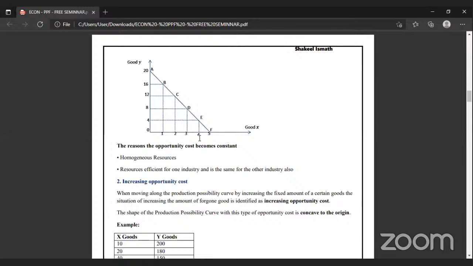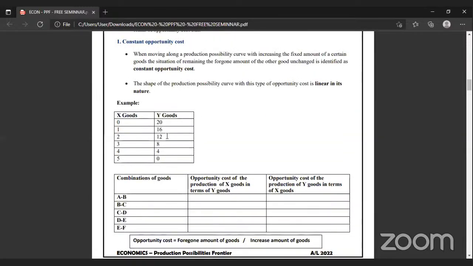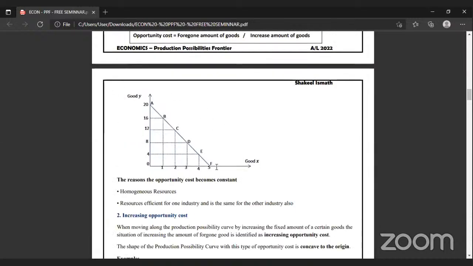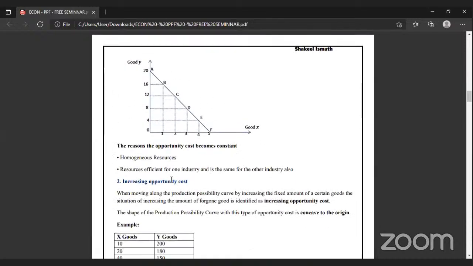So this is the graph. If you apply this example on the PPC or PPF, it will be like this. Why does the opportunity cost become constant? Because of homogeneous resources. What does a homogeneous resource mean? All the resources are equal in terms of production and capacity, but it's not practical.